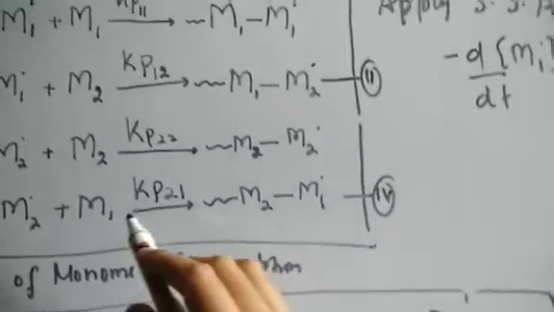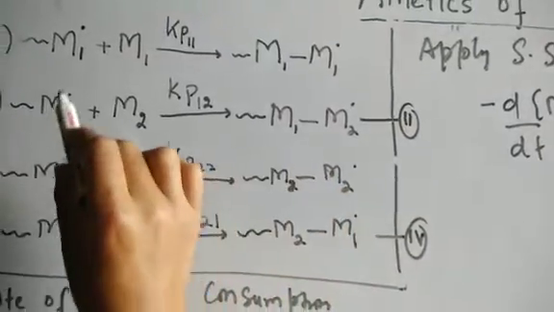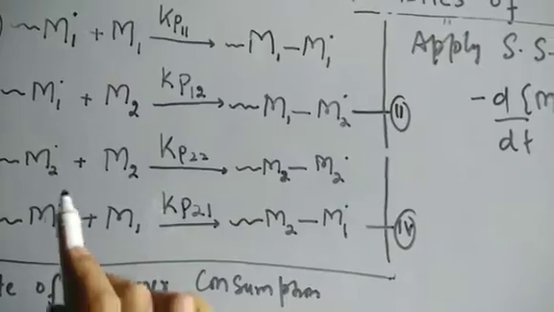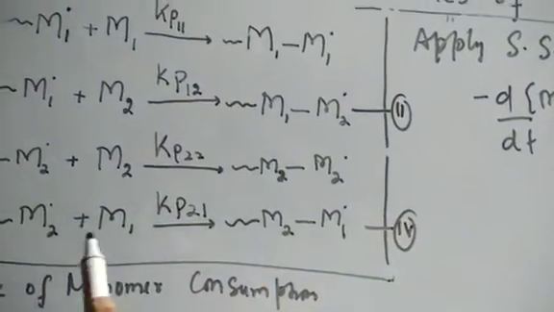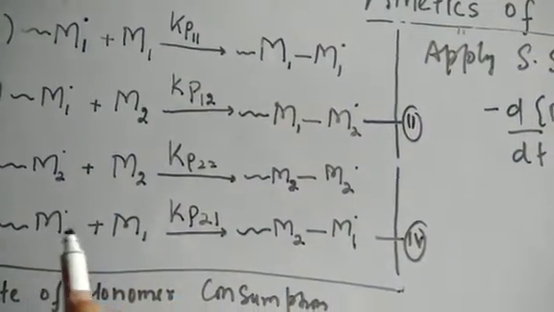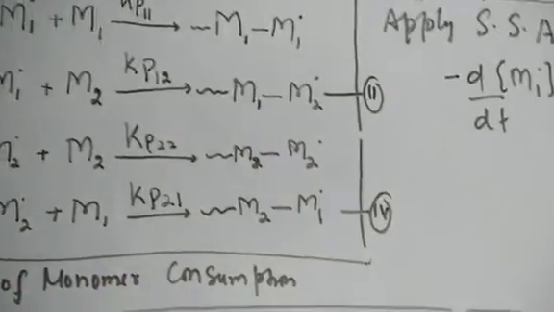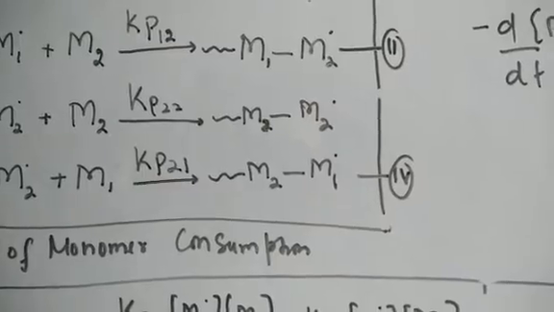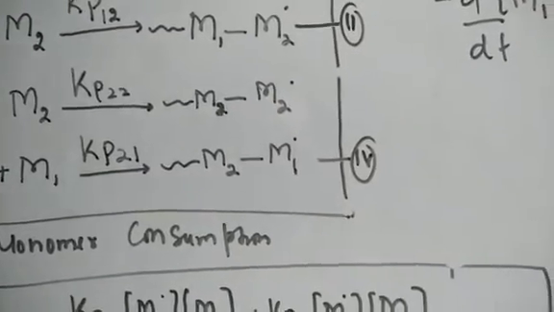The rate of consumption of monomer M1 is ultimately getting consumed in this step. Here in this step, M2 is getting consumed. Fine. The rate of consumption of this is called 0. Okay, so if we start calculating that, we can write down.